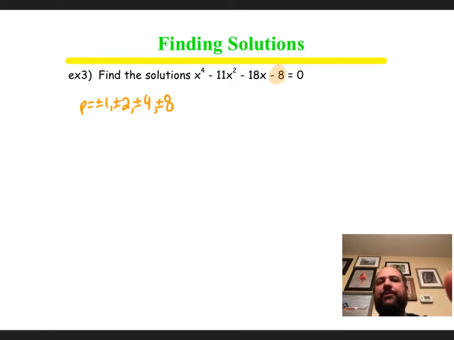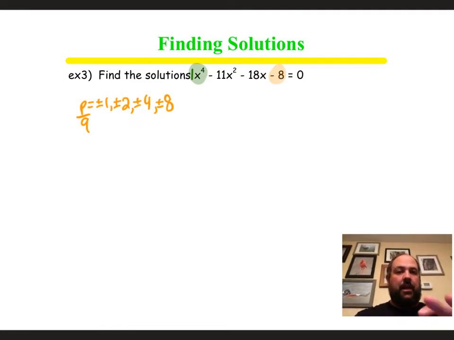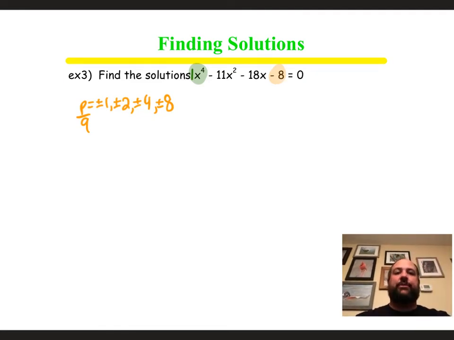Our q values should be the factors of the leading coefficient. But if I look at my first term, the leading coefficient ends up being 1. So that means, again, I could put all those over 1, but really, it's just going to end up as the same thing. So my p over q values here happen to be 1, 2, 4, and 8. So I'm good with my possible solutions. It will have to be from these 8 numbers.